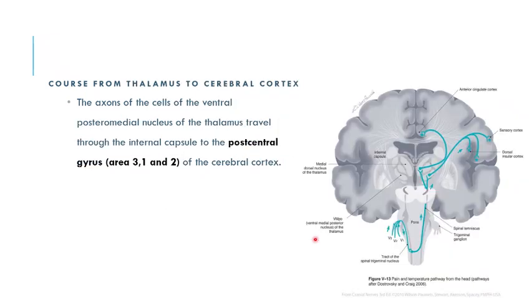Now, the course from thalamus to cerebral cortex. The axons of the ventroposterior medial nucleus of the thalamus travel through the internal capsule to the postcentral gyrus, that is, areas 3, 1 and 2 of Brodmann's areas of the cerebral cortex.